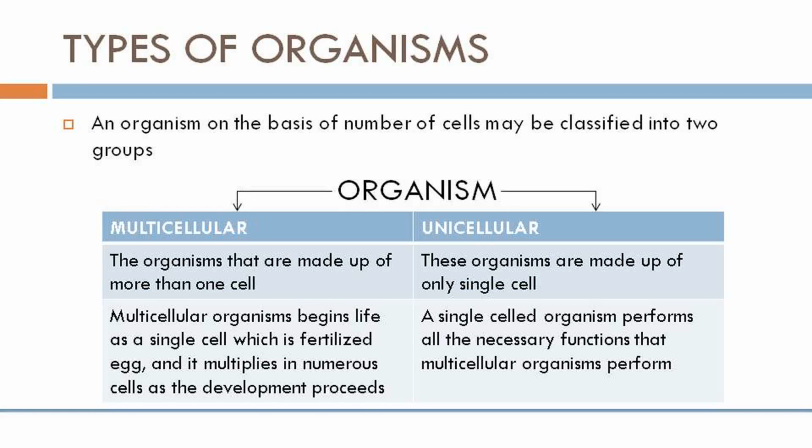An organism, on the basis of number of cells, may be classified into two groups, namely multicellular organism and unicellular organism. Multicellular organisms are those which are made up of more than one cell. It is interesting to note that multicellular organisms begin their life as a single cell, which is a fertilized egg, and it multiplies into numerous cells as the development proceeds. On the other hand, unicellular organisms are those which are made up of only one single cell. A single-celled organism performs all the necessary functions that multicellular organisms perform.